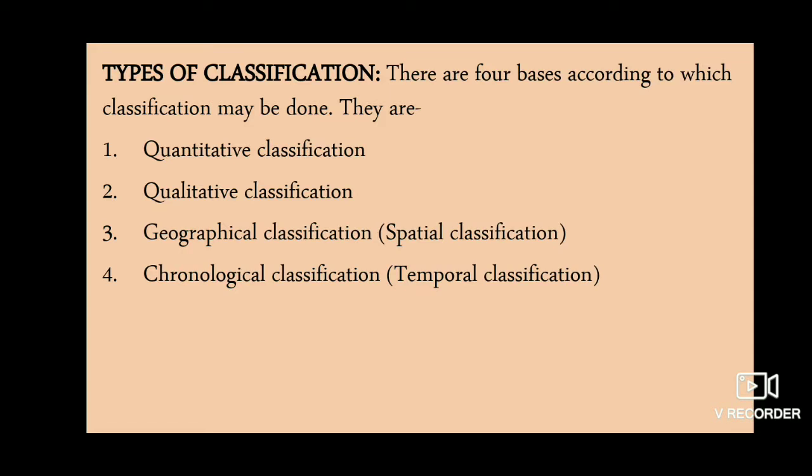The types of classifications are: there are four bases according to which classification may be done. They are quantitative classification, qualitative classification, geographical classification, and chronological classification. So let's look at them one by one.